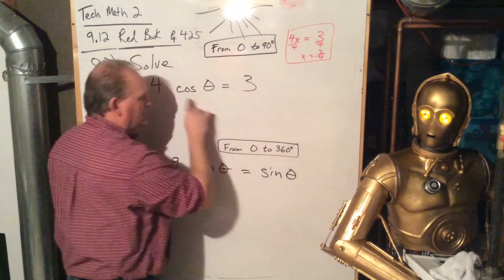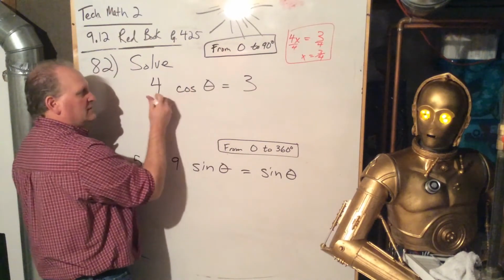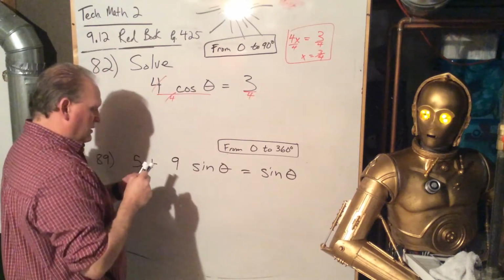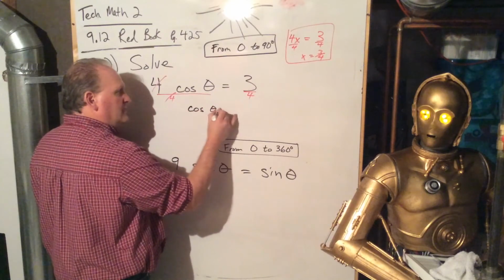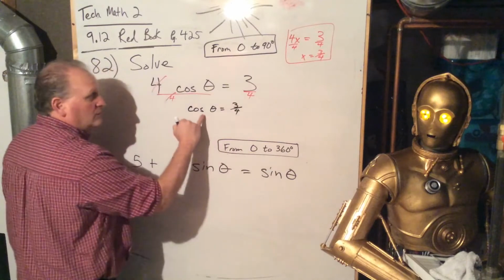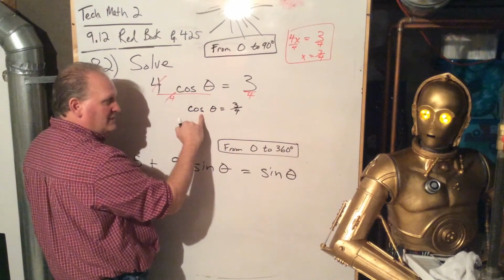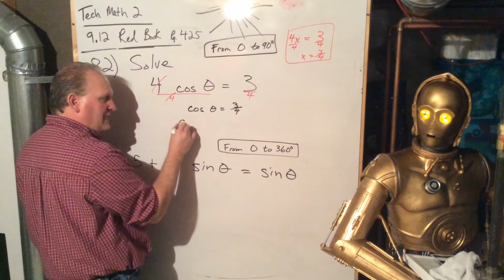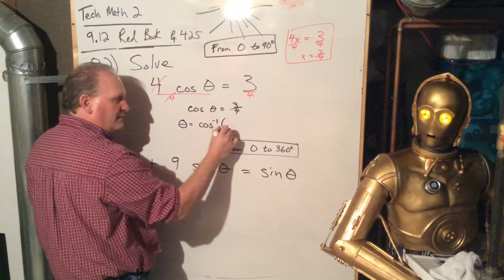Now, instead of x, we have cosine theta. So we want to isolate this first. We'll divide both sides by 4. It cancels the 4's. And so we get the cosine of theta is equal to 3/4, or 0.75. Now, we want to just have theta equals, though. So we're going to want to get rid of this cosine theta. Well, we do that with an arc cosine. So we'd say theta is equal to the arc cosine of 0.75.